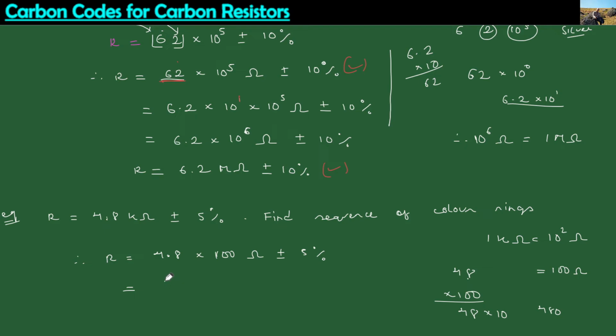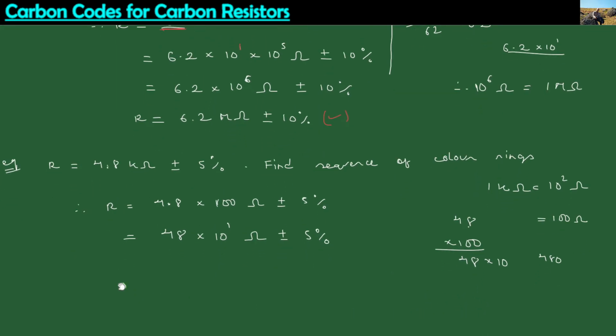So over here this will be 480, plus minus 1, or I can write it this way: 48 into 10 to the power 1 ohm, plus minus 5%.